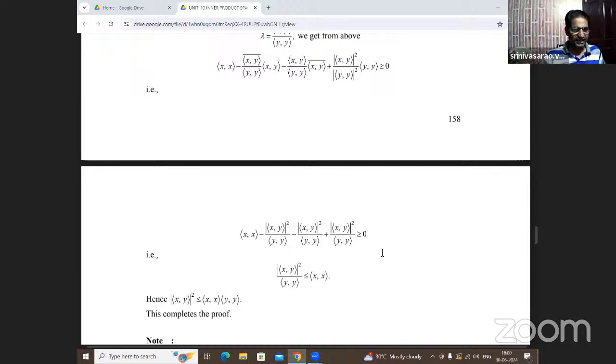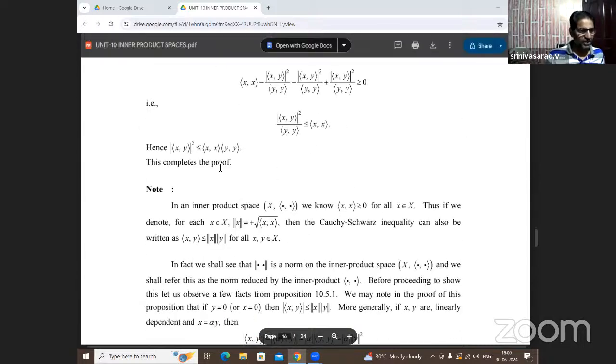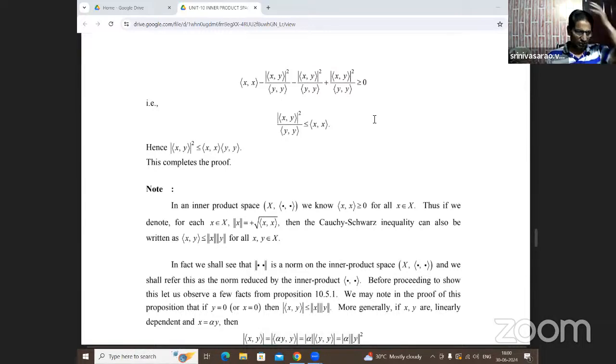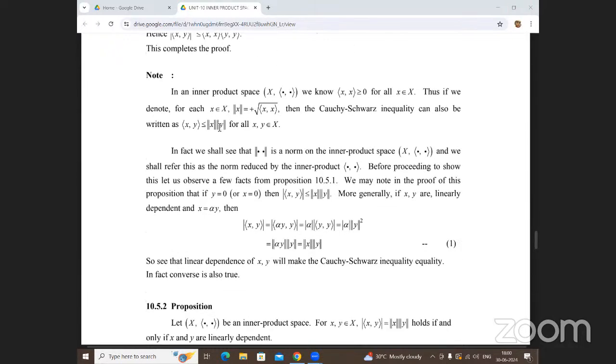So this value is shifting to this side. So finally, mod of the inner product of x and y whole square divided by the inner product of y and y, on the reverse side, is less than or equal to the inner product of x and x. Okay. So finally, with cross multiplication, mod of the inner product of x and y whole square is less than or equal to the inner product of x and x times the inner product of y and y. So that is the proof of the Cauchy-Schwarz inequality.